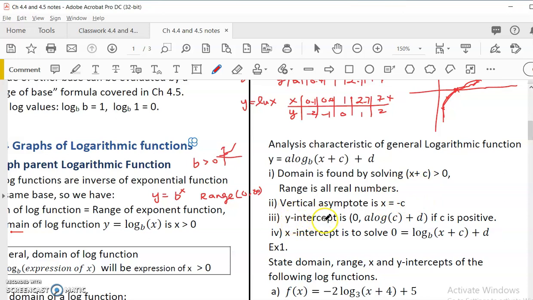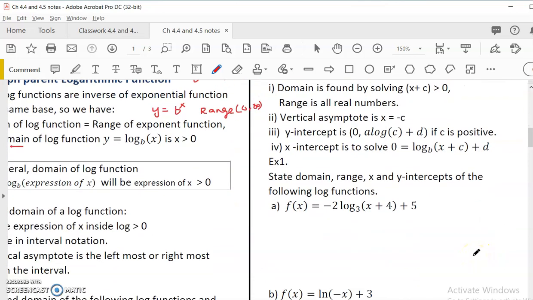The y-intercept is what? For the y-intercept, set x equal to 0, so you just plug in x equal to 0, so it's a log c plus d, if c is positive. If c is not positive, it would be none. So sometimes you would not have a y-intercept. Just imagine if your vertical asymptote is all the way on this side, so the graph would just go this way. It would never touch the y-axis. The x-intercept is to solve this equation. Solve 0 equal to a log base b of x plus c plus d.